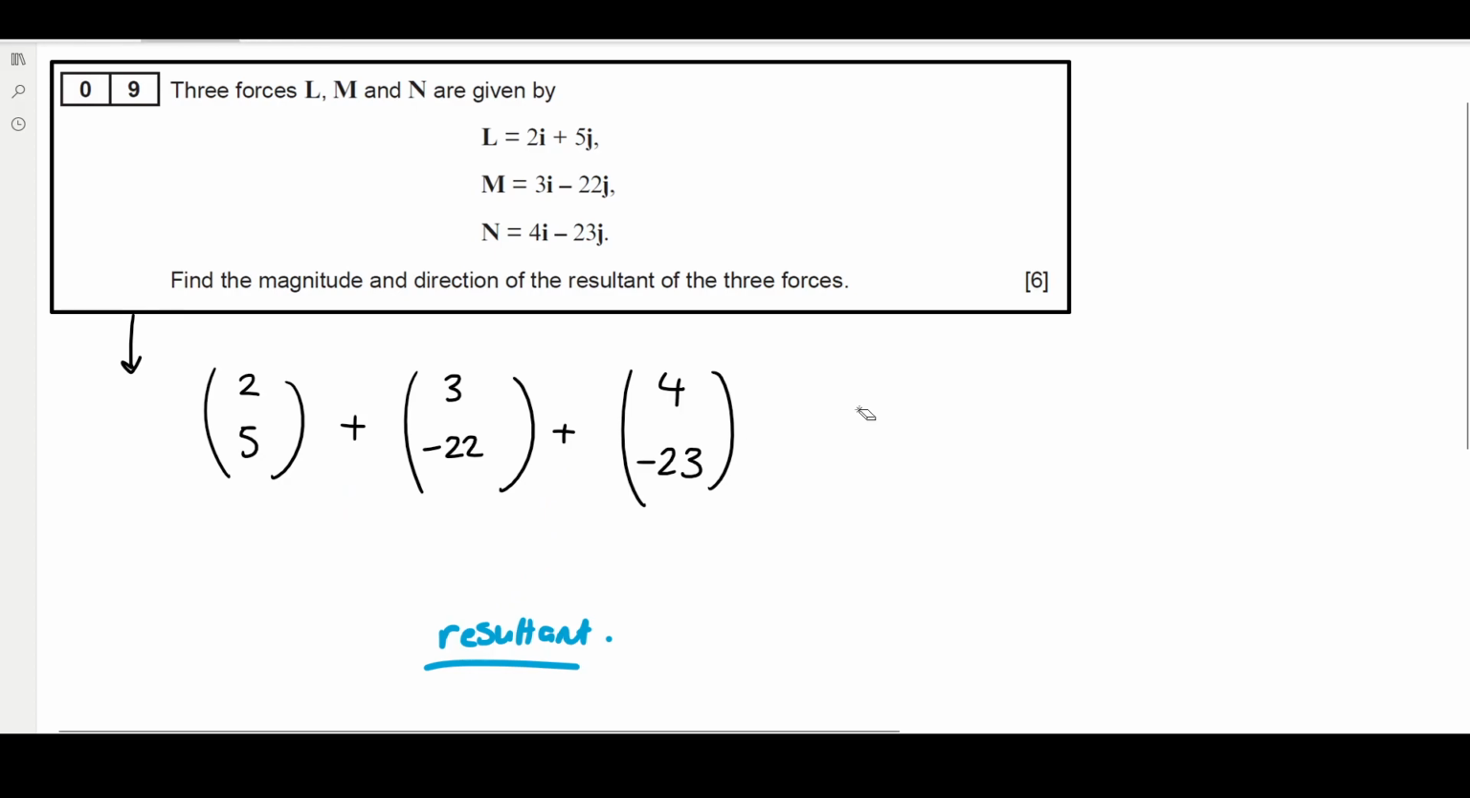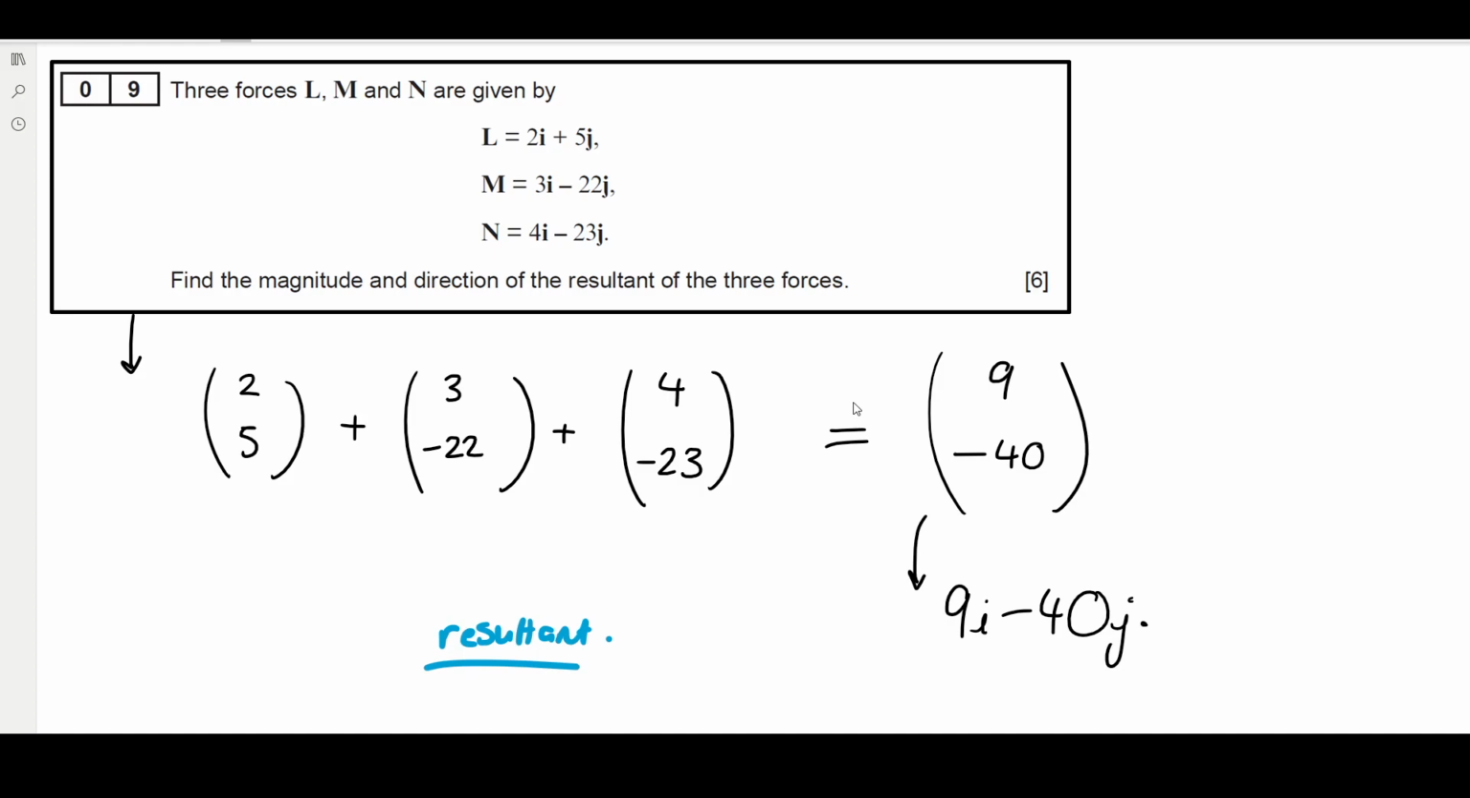In order to add these, I'm just going to independently add the i's and the j's. So I'm going to start by adding these values together: 2 plus 3 plus 4. And that will give me 9. And if I do the same for the j's, I've got 5 take away 22, take away 23. Now, what's that going to be? Minus 17, take away another 23 is minus 40. There we go. And of course, if you wanted to, you could write that as 9i take away 40j.